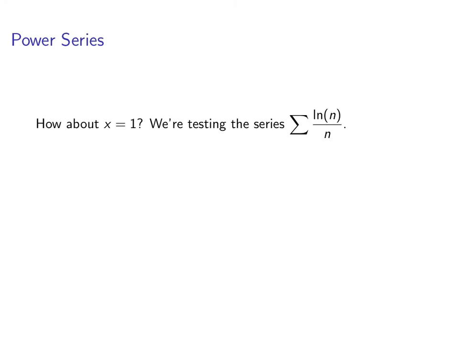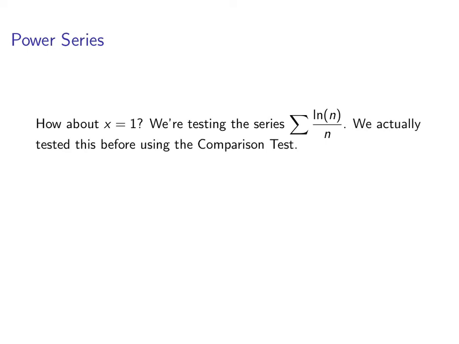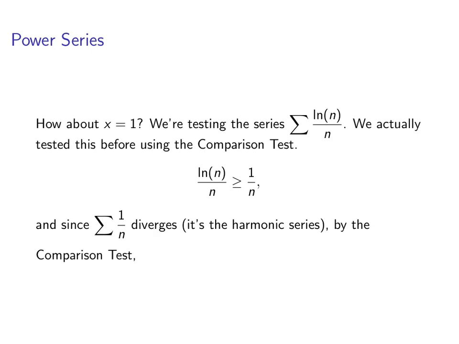How about x equals 1? So we're testing the series, the sum of log n over n. And we actually tested this before using the comparison test. If you'll remember, we said that log n over n is bigger than 1 over n. And since the sum of 1 over n diverges, remember it's the harmonic series, by the comparison test, the sum of log n over n diverges.